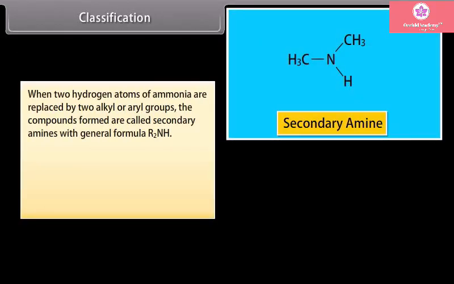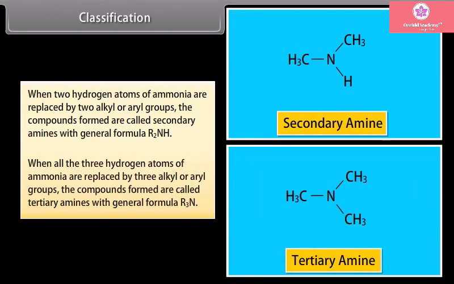When 2 hydrogen atoms of ammonia are replaced by 2 alkyl or aryl groups, the compounds formed are called secondary amines with general formula R2NH. When all the 3 hydrogen atoms of ammonia are replaced by 3 alkyl or aryl groups, the compounds formed are called tertiary amines with general formula R3N.